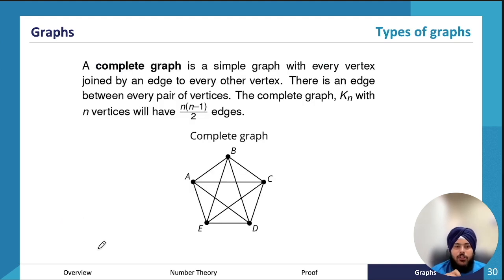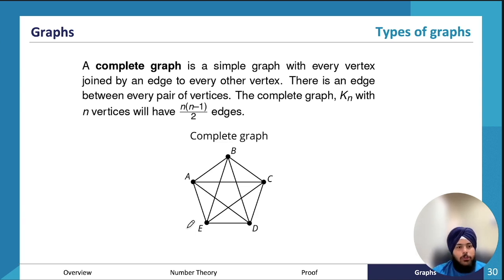Next, we have complete graphs. So complete graphs is basically a type of connected graph in which every vertex is connected to every other vertex by an edge. So A, for example, would be connected to B, C, D, E. B would be connected to A, C, D, E. So that's why it's called a complete graph. Everything is connected to everything else. It's complete. There can be no further edges added unless we're creating something that's not a simple graph. Yeah, so essentially that is what a complete graph is. It's a simple graph where every vertex is connected to every other vertex by an edge.